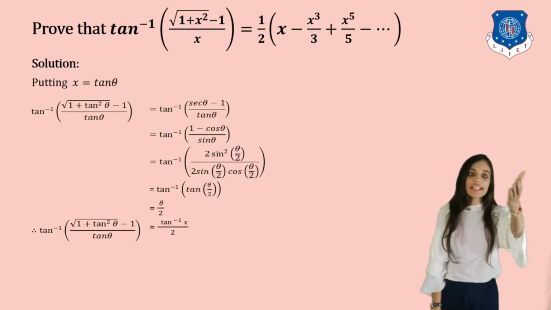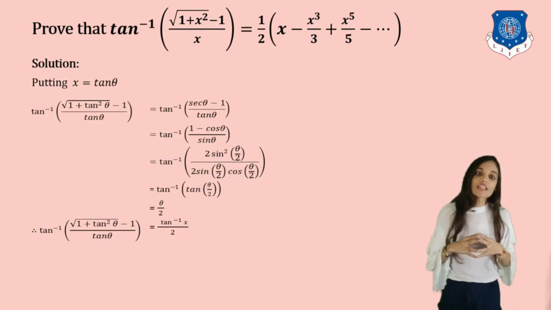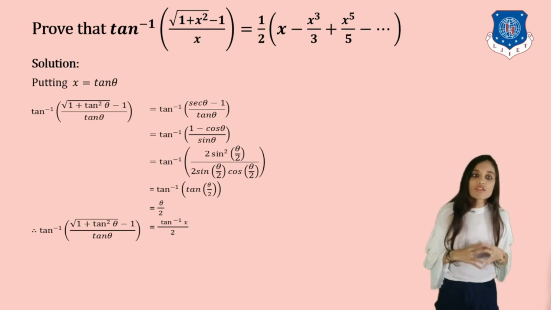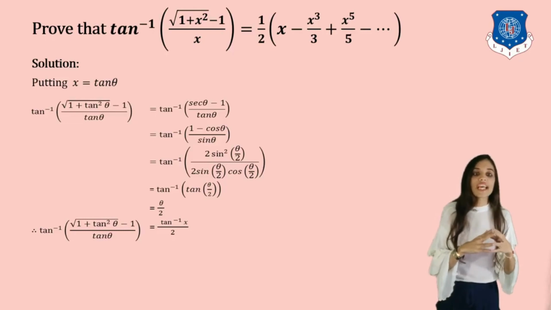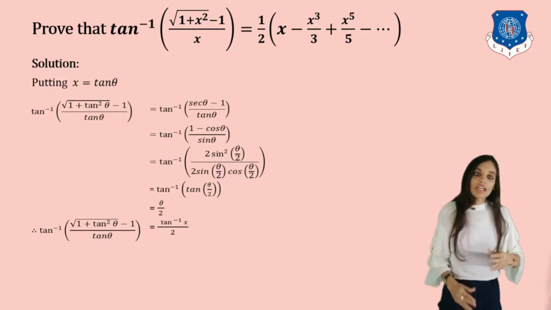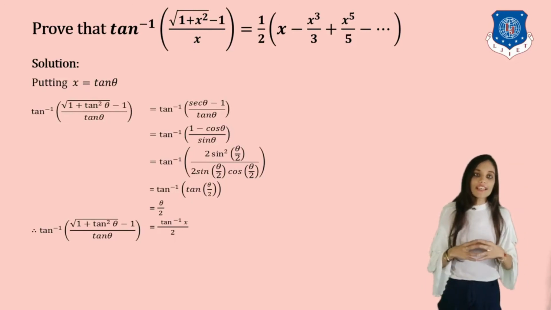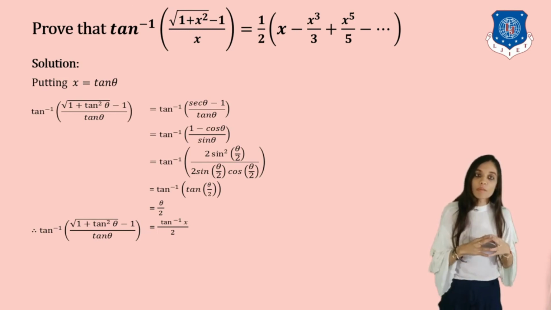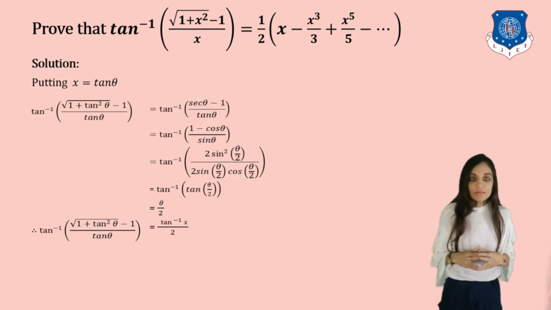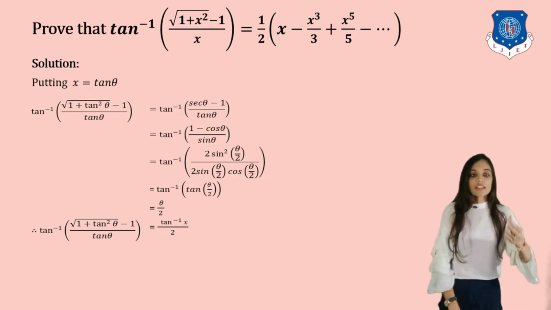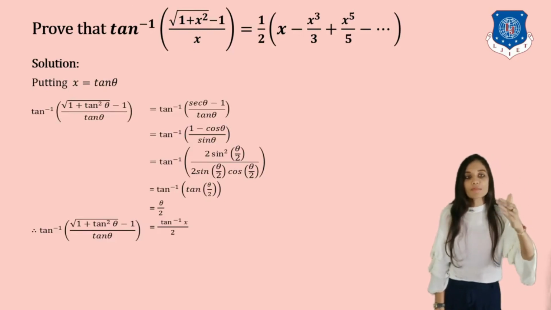Now you can see sin theta by 2 gets cancelled. So finally what will remain? Tan inverse of sin theta by 2 upon cos theta by 2, that is equal to tan theta by 2. So finally our answer will be theta by 2. Now our theta is equal to tan inverse of x. So finally tan inverse of square root 1 plus tan square theta minus 1 upon tan theta is equal to tan inverse x by 2.